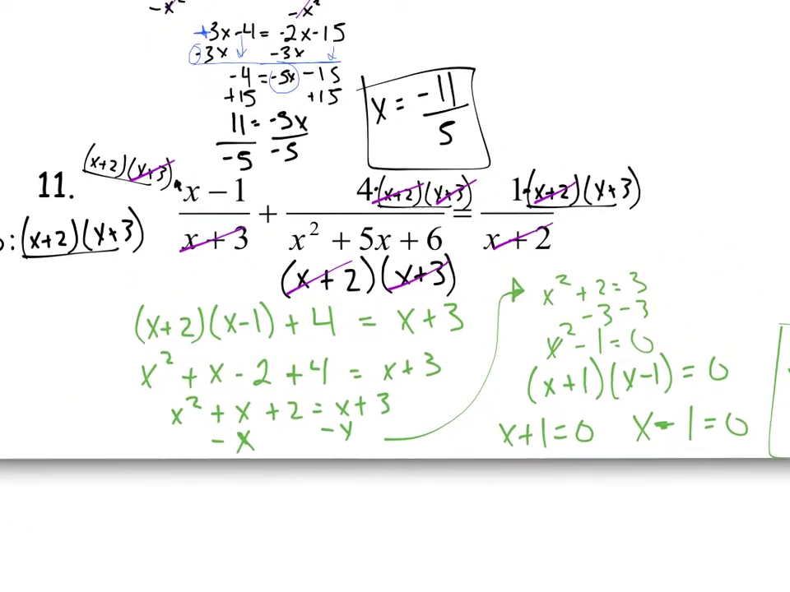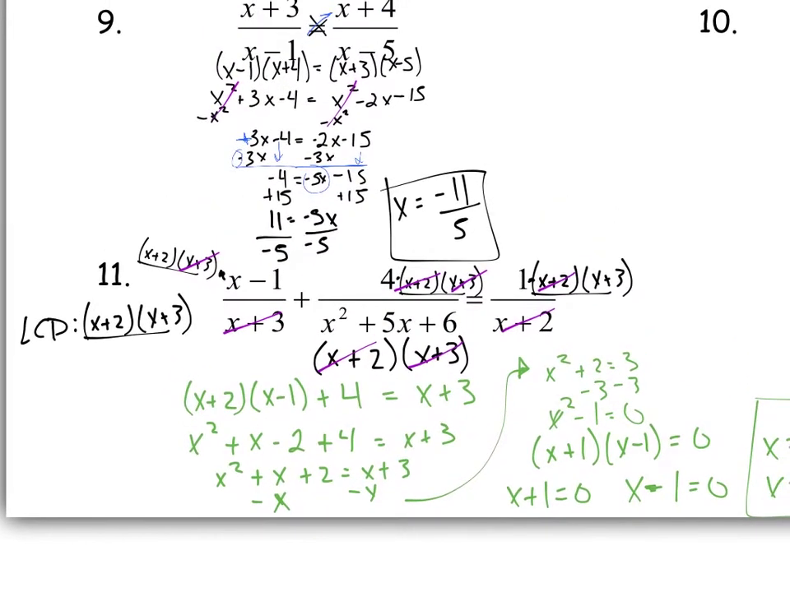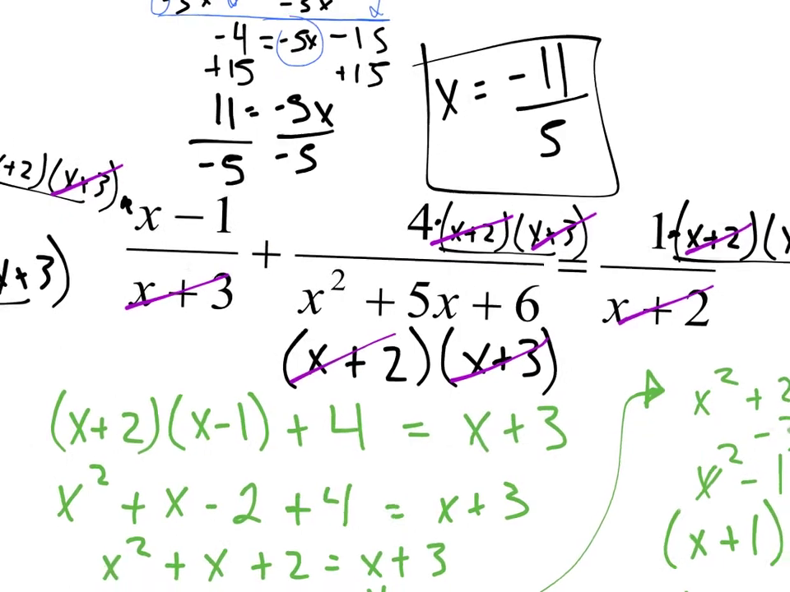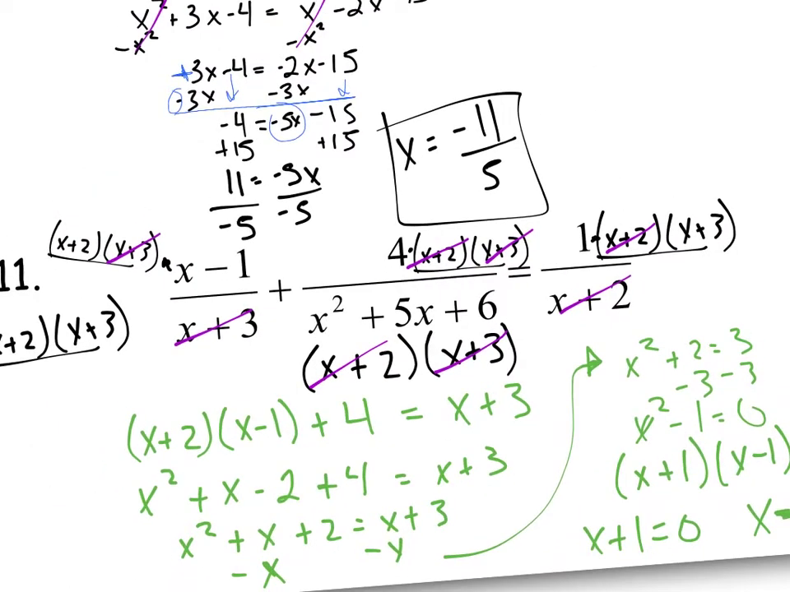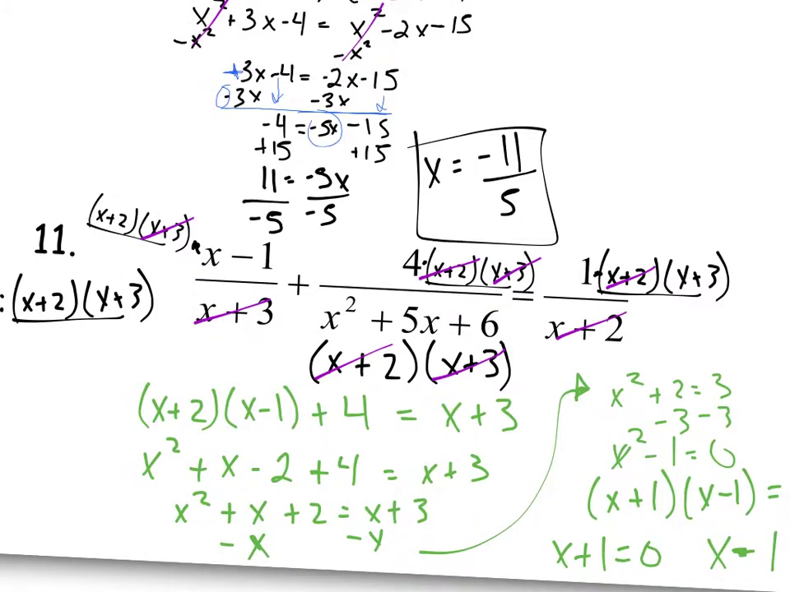Alright, number 11. This one looks a little bit messy, but don't let it intimidate you too much, okay? You know how to do this. Alright, so if I take a look, I need to find my least common denominator. And any time you see something that can be factored, factor it. Don't wait until you have to multiply everything out like a pain. Just factor it. It'll be much easier to work with.